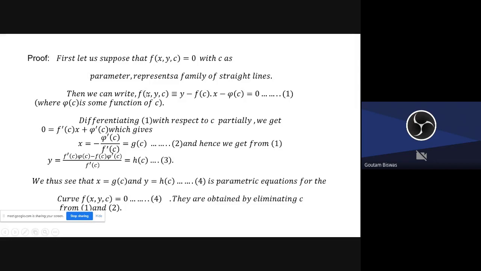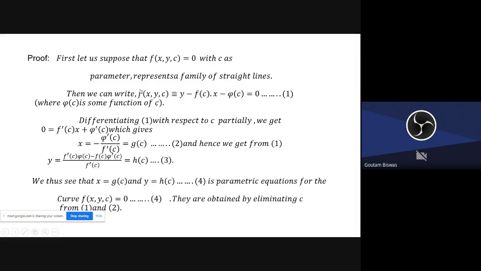Now we differentiate this equation. We just go on differentiating. So it is f dash c with respect to c. Remember it, f dash c, and this side into x, minus plus phi dash c equals 0. Okay, you will get it. On both sides minus, so you can get it. So what is the value of x? The value of x is phi dash c by f dash c.